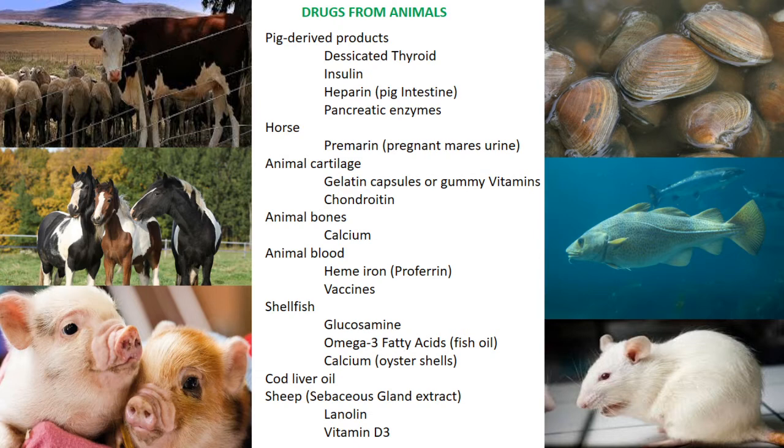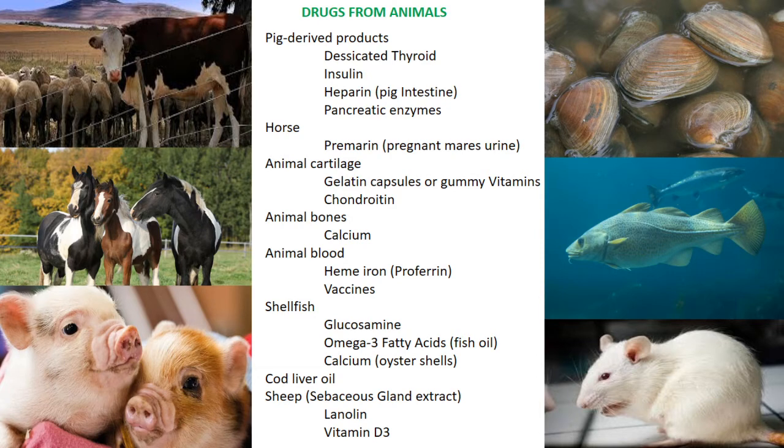Then from animal blood we are getting iron, and it is used in a number of vaccines. And then from shellfish, we are obtaining glucosamine, omega-3 fatty acids, calcium, etc. Then cod liver oil. Then from sheep we are getting lanolin, a beautiful moisturizer. Then vitamin D3, which helps against bone loss. So all these drugs have been derived from animal sources and there is yet more to explore.